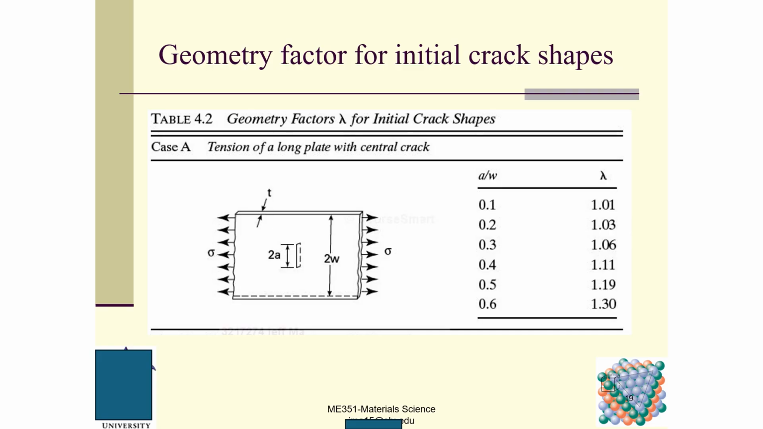Geometry factor for initial crack shapes. The geometry factor depends on what kind of geometry your specimen has. For example, if we have a load here, this is a central crack, 2a, and based on the different ratio of a to W, you will have different lambda here. Some people use Y, and some people use lambda, so this is the same.